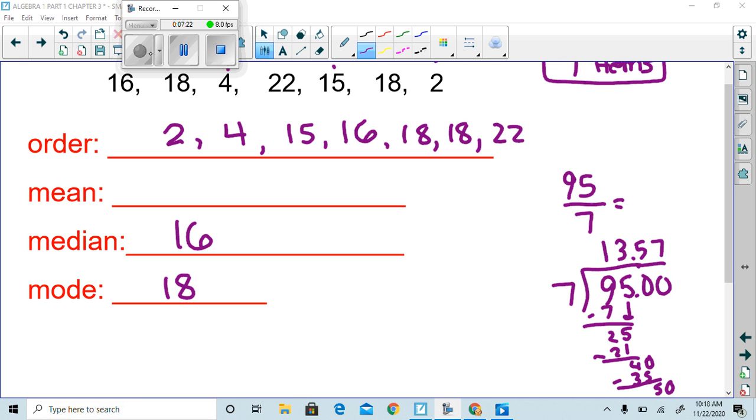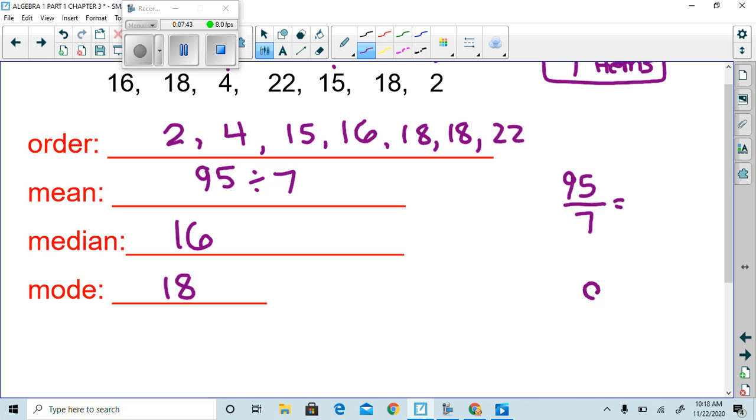Did you get a sum of 95? Because I believe that's what I got. And again, if we don't agree, we can check that over in class. So I said 95, and then we're going to divide by 7. Now when we divide, again, let's take a look at this division. We'll take 95 and divide by 7.